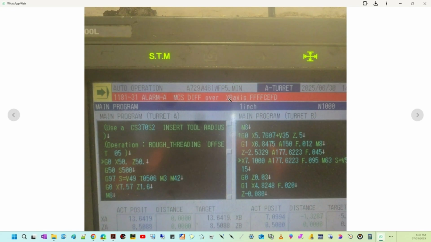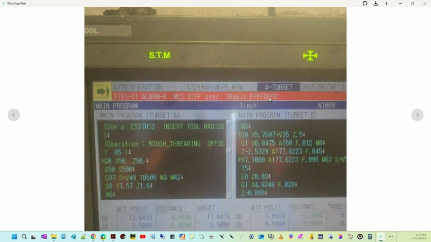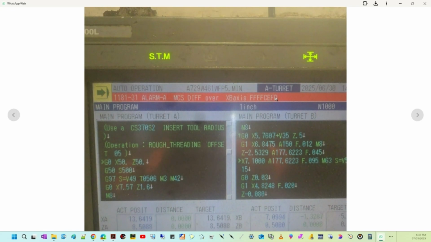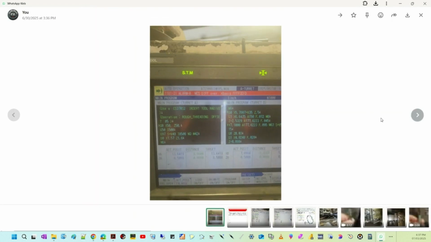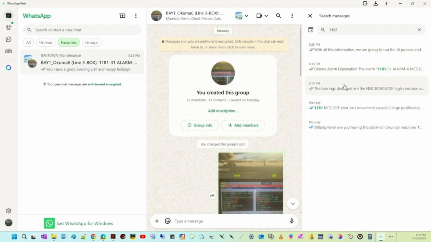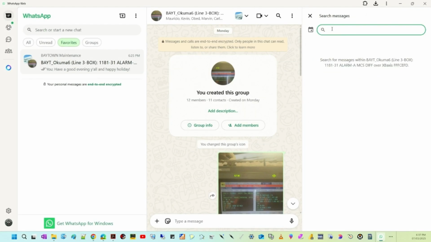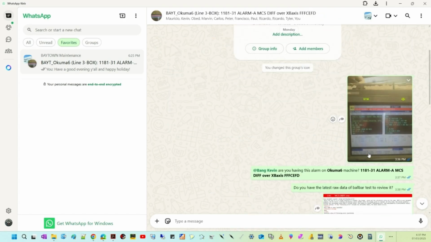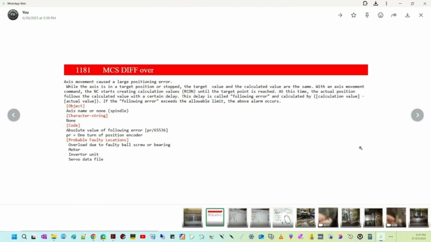So MCS DIFF stands for Machine Control System Differential. And it's basically flagging a large positioning error, specifically on the XBaxis here. Okay, a positioning error. What does that mean in simple terms? Think of it like this. The machine's control system tells the XBaxis, okay, move to this precise spot. But the axis doesn't quite get there, or maybe it lags behind significantly. That difference between where it should be, the commanded position, and where it actually is, that's the following error.